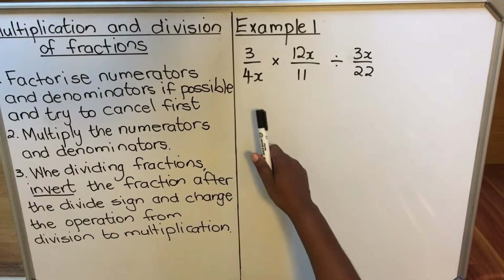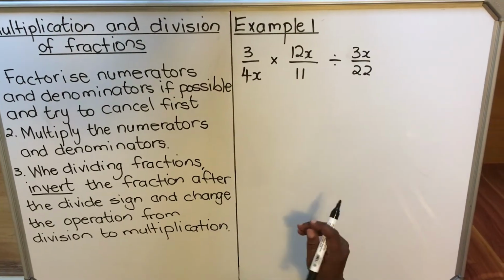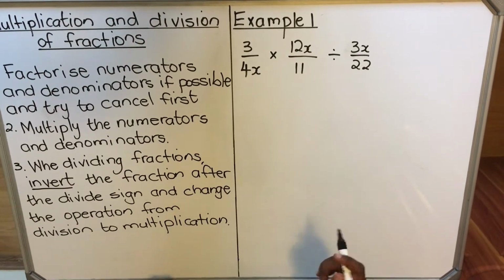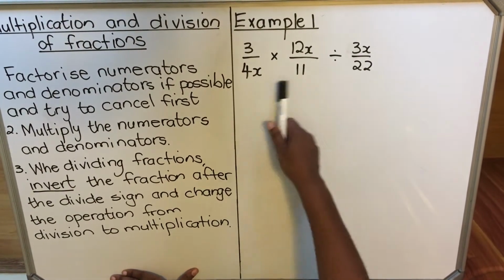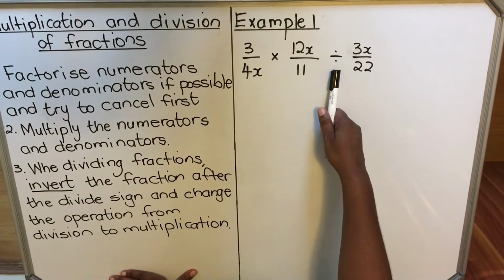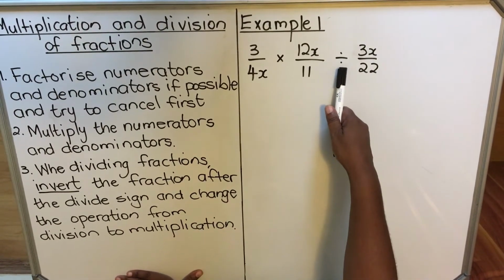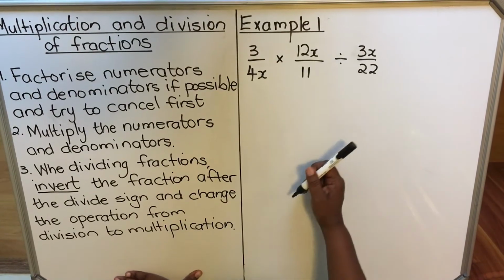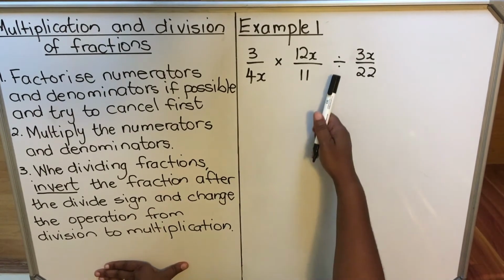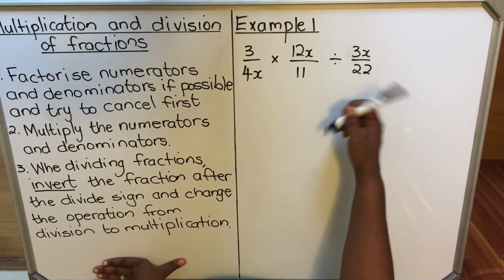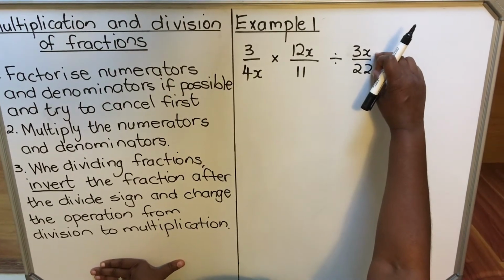When we look at our first example, we don't have to factorize. We don't have a trinomial or things like that you can factorize. But we have a division sign. So according to BODMAS, we must divide before we multiply. So we must sort out this division sign. Step 3 says we must change this sign to a multiplication and flip the fraction around.